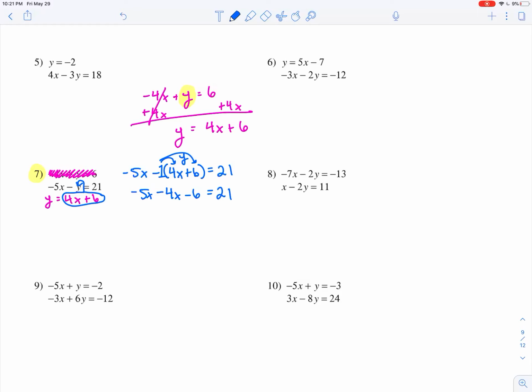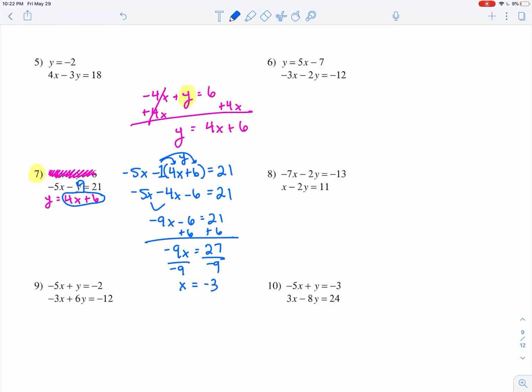Let's combine like terms. Negative 5x minus 4x is negative 9x. Minus 6 is equal to 21. Let's keep solving. Add 6 to both sides. Negative 9x is equal to 27. Keep solving. We divide by negative 9 on both sides. And then x is finally equal to negative 3.